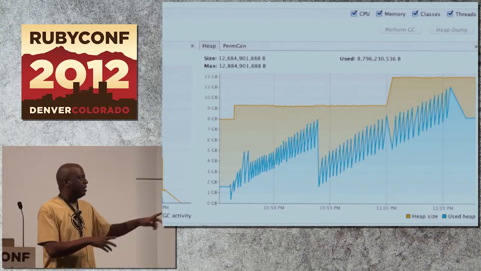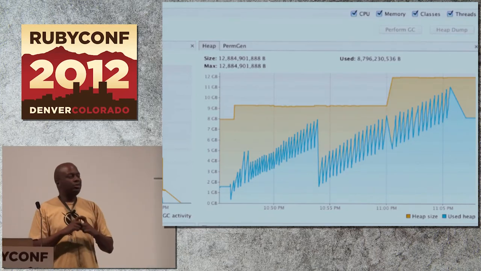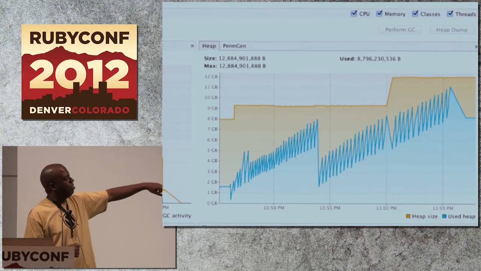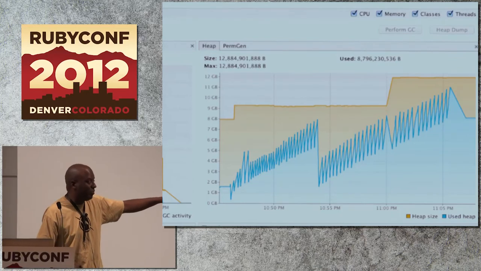Anybody know what this app is? I'm sorry it's really fuzzy because it was a small image. It's VisualVM. And what this is showing, if you look at the y-axis on the left side, running on this Mac, is how much memory this thing uses.